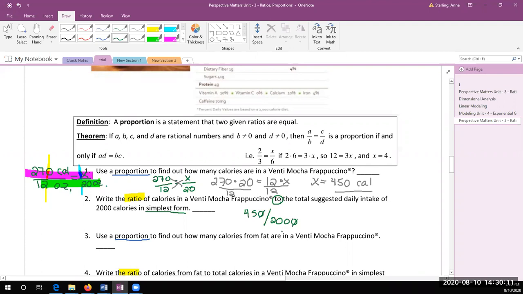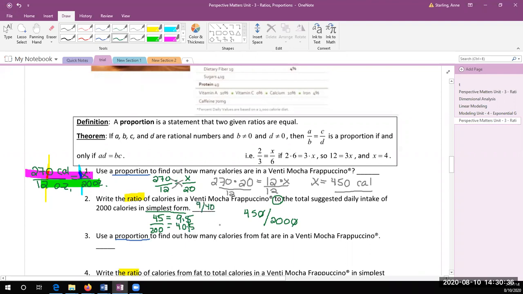So one of them would be, I'm going to cancel out these zeros to make it a little smaller. We can take a 5 out of each of these. So I can break 45 into 9 times 5, and I can break 200 into 40 times 5. So my ratio is 9 out of 40.